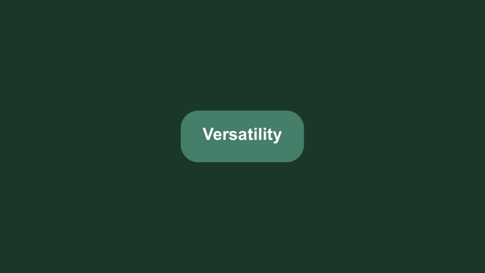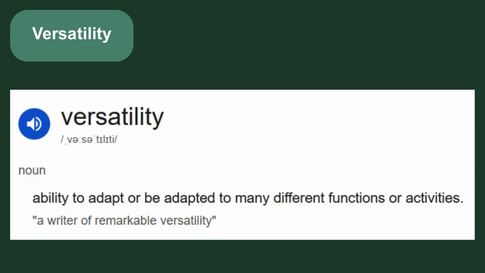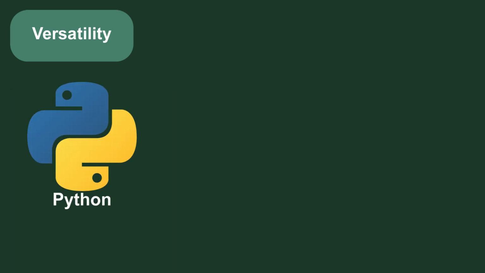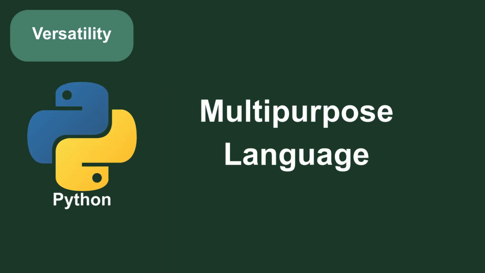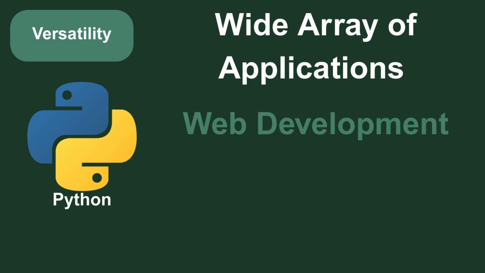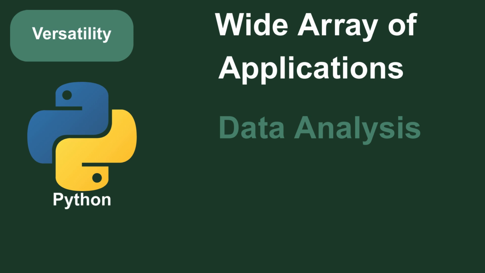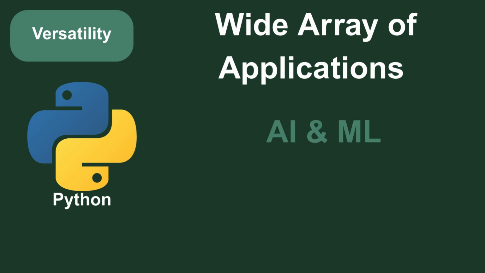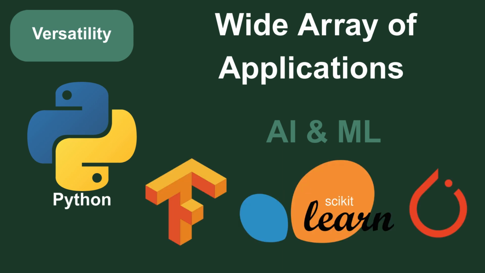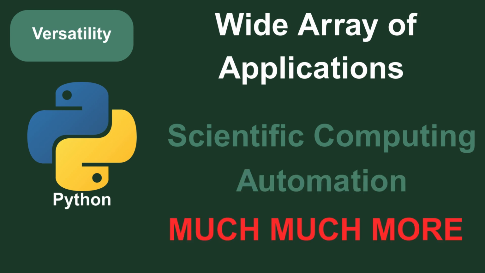Versatility. What is versatility? Well, basically it's the ability to adapt. Now, Python is a multi-purpose language using wide array of applications, including web development, for example, Django and Flask. Then you can use it for data analysis, for example, pandas, artificial intelligence and machine learning, like for example, TensorFlow, scikit-learn, PyTorch, etc. Then you can use it for scientific computing, automation, and much more.